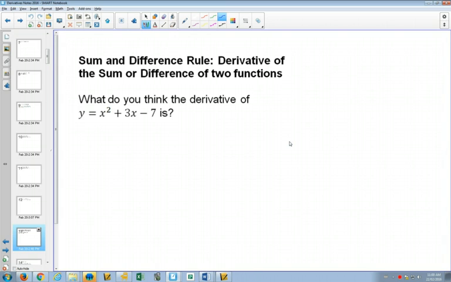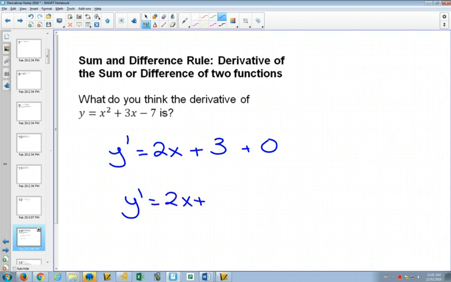So we've learned the power rule already, and we know that the derivative of x squared, you bring the 2 out in front and subtract 1 from the exponent, so that would be 2x. The derivative of 3x would just be 3, and the derivative of minus 7 will be 0. I wouldn't have to write that, but I can just to show that we've thought about it. And all the sum and difference rule says is that you can just do the derivative of each term separately. So it's really nice that way.